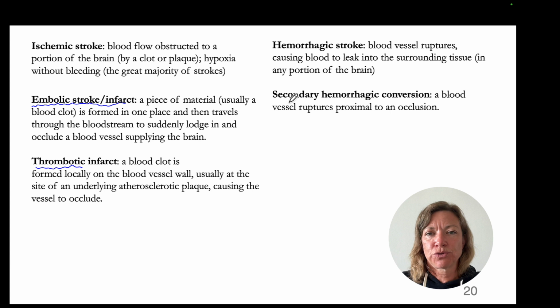Under the hemorrhagic stroke category, you might hear something called secondary hemorrhagic conversion. This is when a blood vessel ruptures proximal to an occlusion. So the situation starts out with an ischemic stroke, the vessel's blocked, and pressure builds up proximal to it, causing a secondary hemorrhagic conversion.